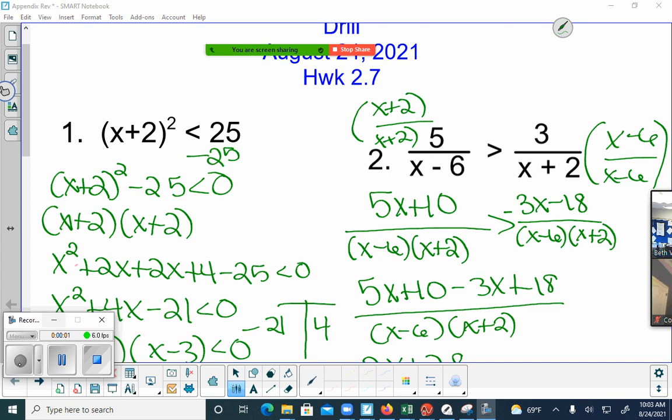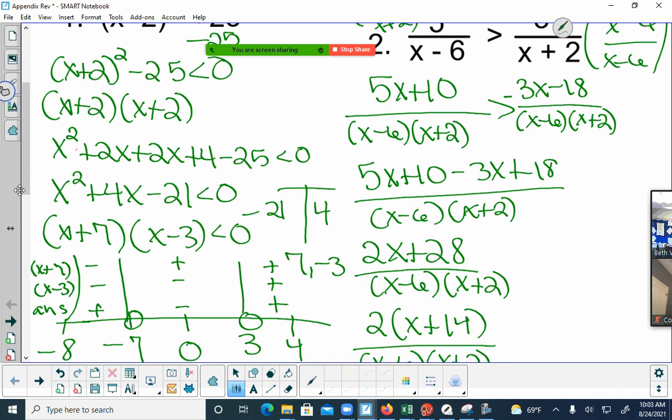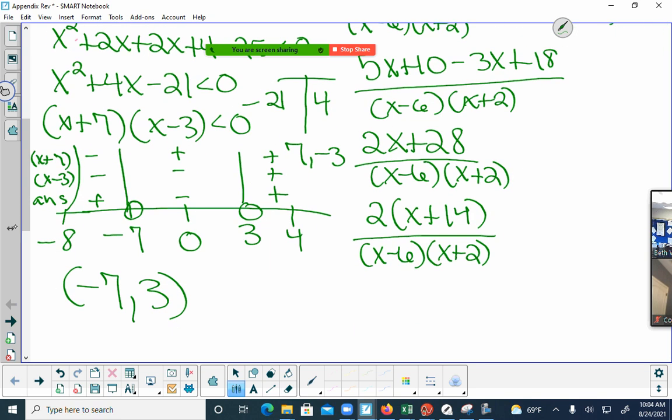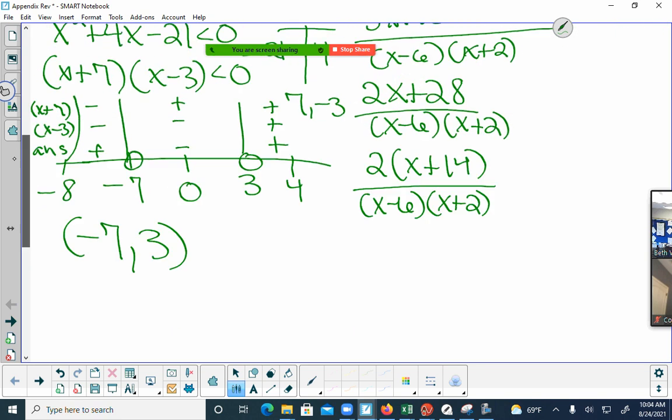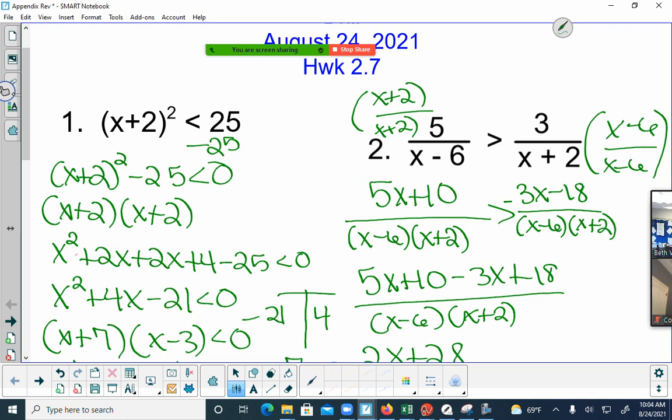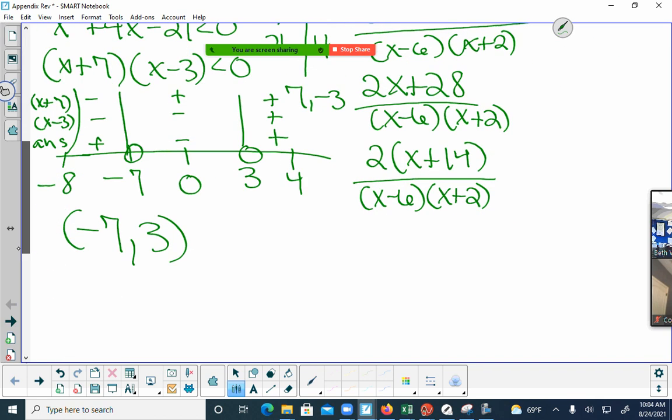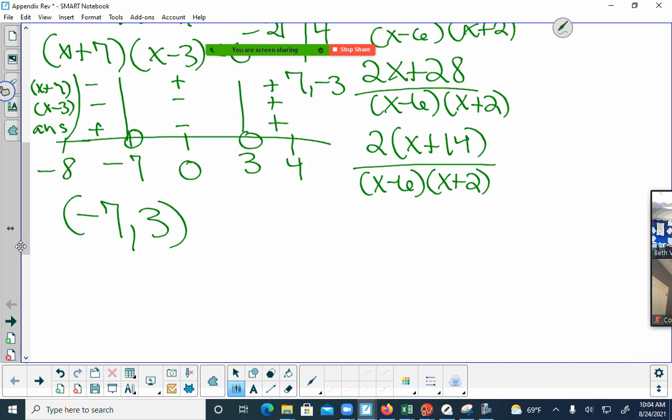Okay, the first one was done by Alicia. What she did is she actually foiled the x plus 2, and you don't have to do that, but she did that. And she found her critical numbers, which were -7 and 3. She set up the number line, and then you want it to be less than 0, so you want the negative spots. So she picked the two places where it's negative, which is between the -7 and the +3.